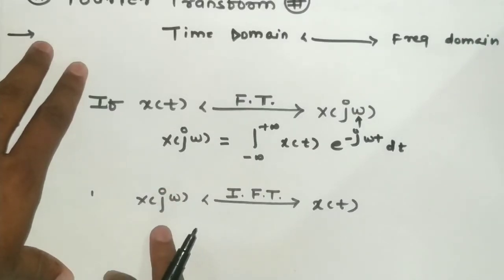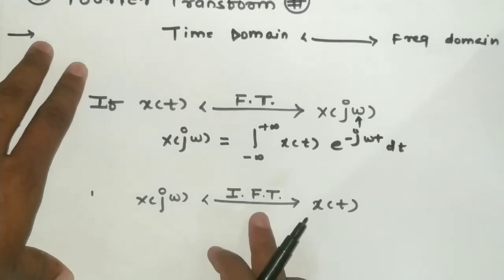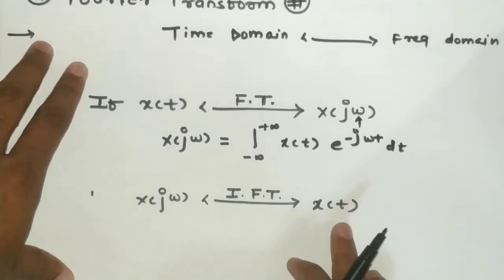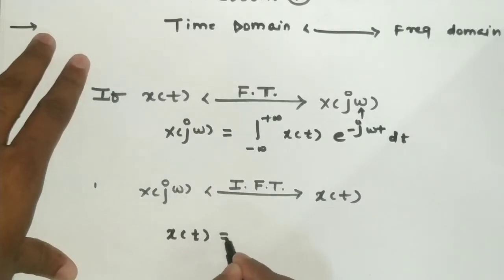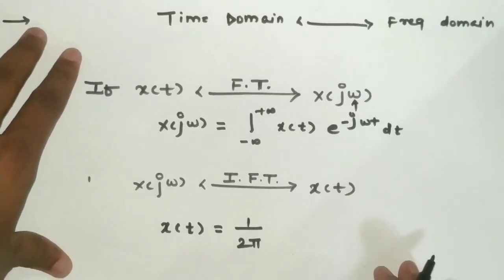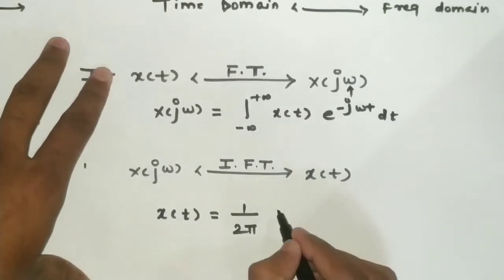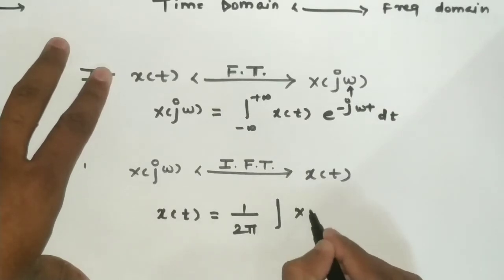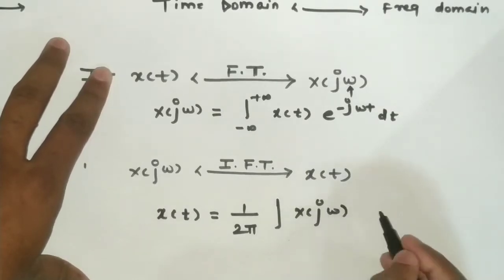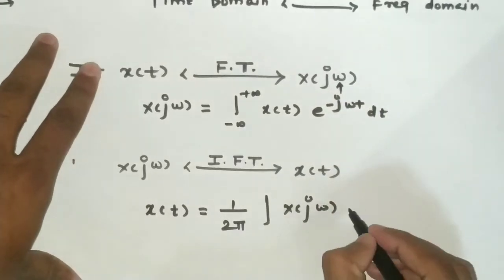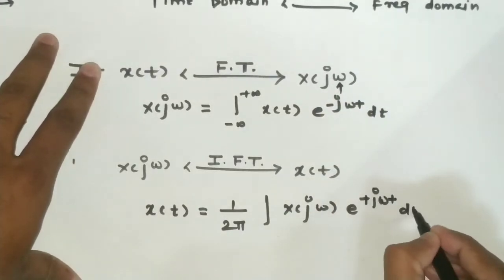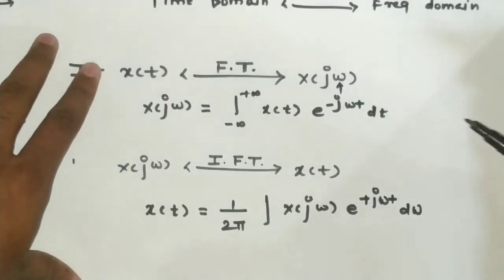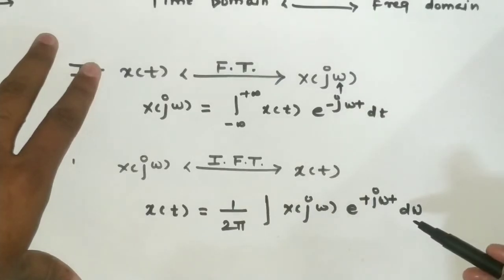Similarly, if we have x of j omega as the Fourier transform, its inverse Fourier transform will be x of t. That representation has the formula 1 upon 2 pi, because we are covering the range of 2 pi, integration of x of j omega into e raised to plus j omega t into d omega. So this is the expression for the Fourier transform and inverse Fourier transform.